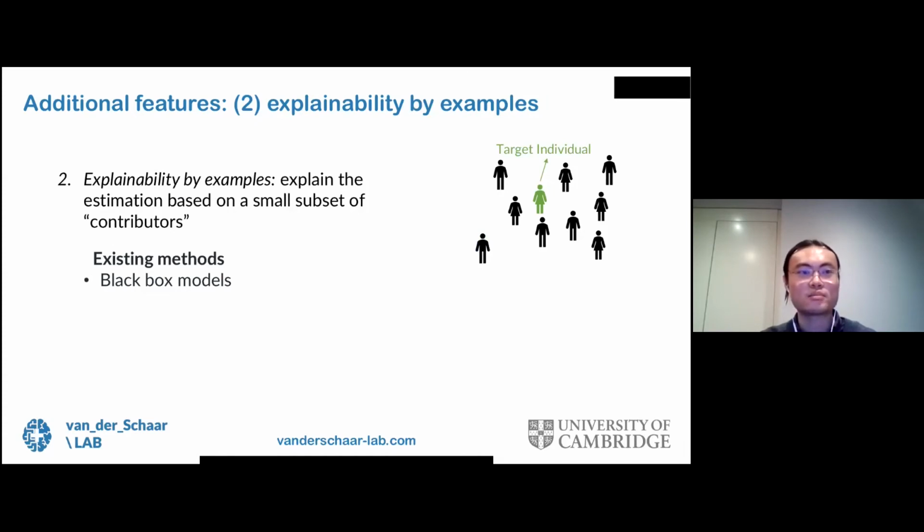The second benefit is that SyncTwin also enables explainability by example. This means that it can explain the estimate of a target individual based on a small subset of contributors. These contributors are deemed similar to the target. So the user can examine these contributors to fully understand and reason about the estimate. This is in contrast with other machine learning or AI models, which are often black boxes and not understandable by human experts.